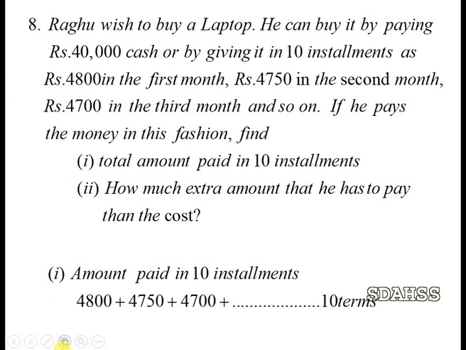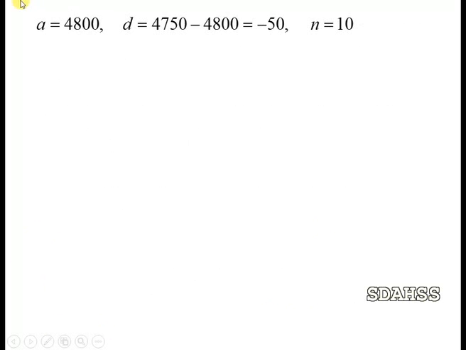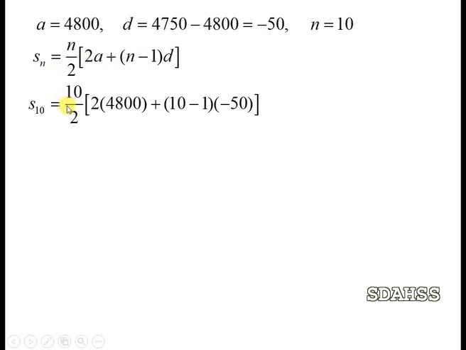First month installment is 4,800, second month installment is 4,750, and third month is 4,700, etc., up to a total number of installments of 10 terms. Here a is equal to 4,800 and the common difference d is equal to 4,750 minus 4,800, that is equal to minus 50. n is equal to 10. And Sn is equal to n by 2 into (2a plus (n minus 1) into d). Substitute the values. So you have S10 is equal to 10 by 2 into (2 into 4,800 plus (10 minus 1) into minus 50), which is equal to, cancel the numerator and denominator by 2.